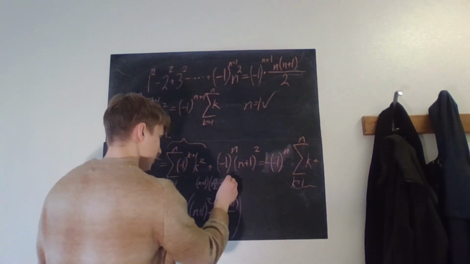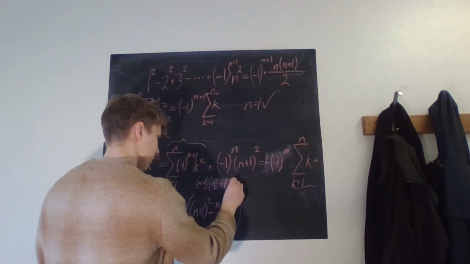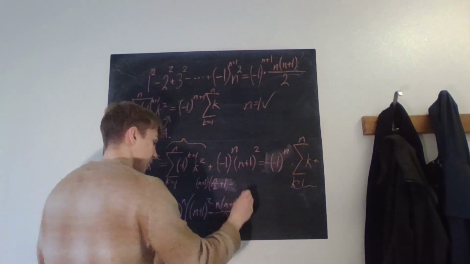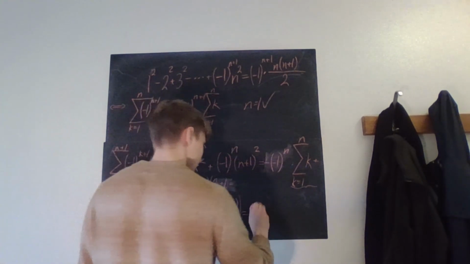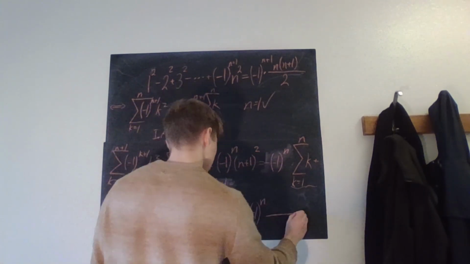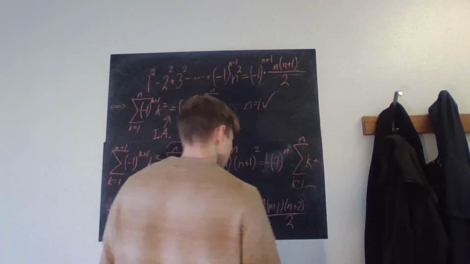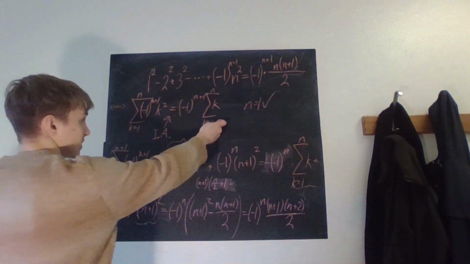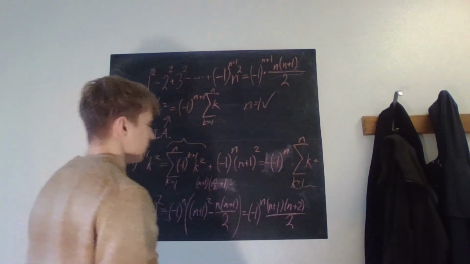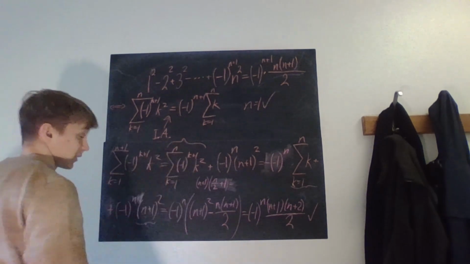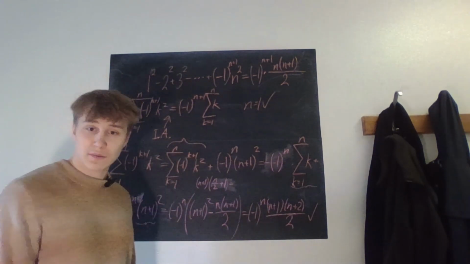And what is this equal to? Well, this is obviously, if you just multiply by 2 inside this and then divide by 2, you would then just get minus 1 to the power of n times n plus 1 times n plus 2 over 2. And that is, of course, the sum where k ranges from 1 to n plus 1, also multiplied by the minus 1 to the power of n. Yes, so that was everything.